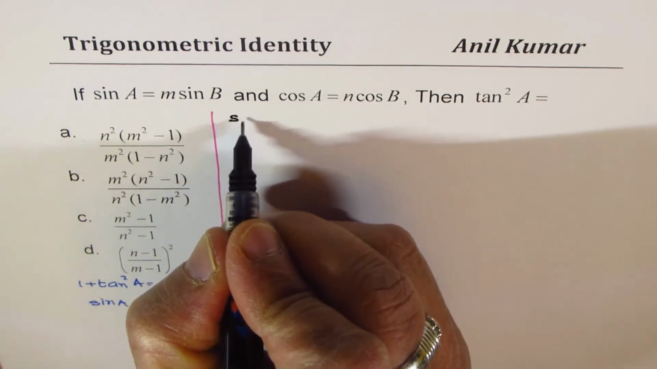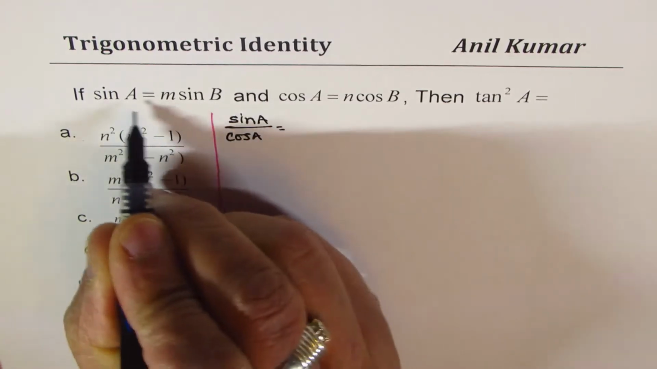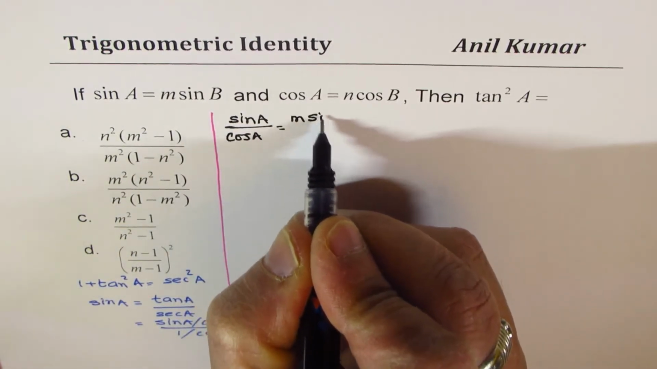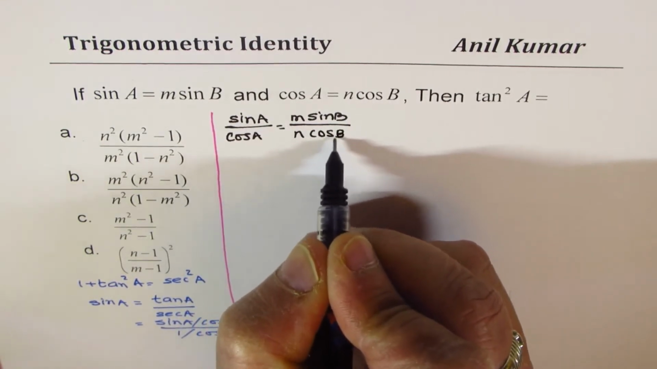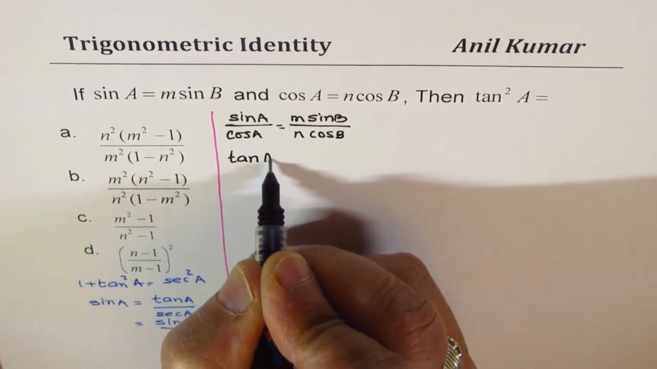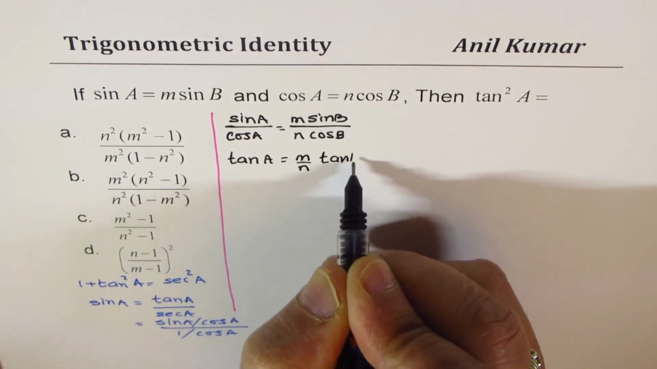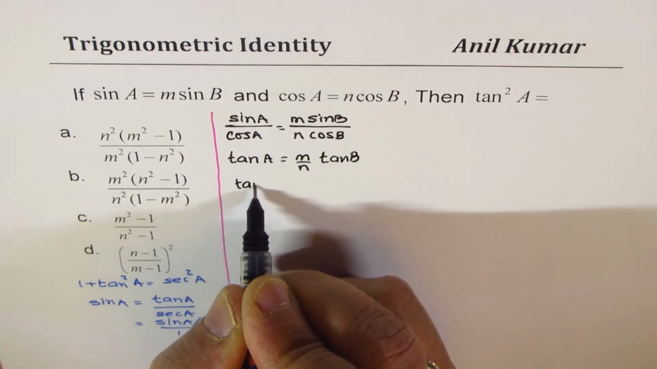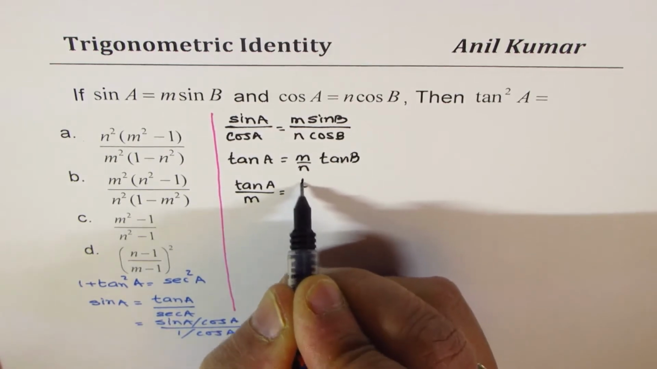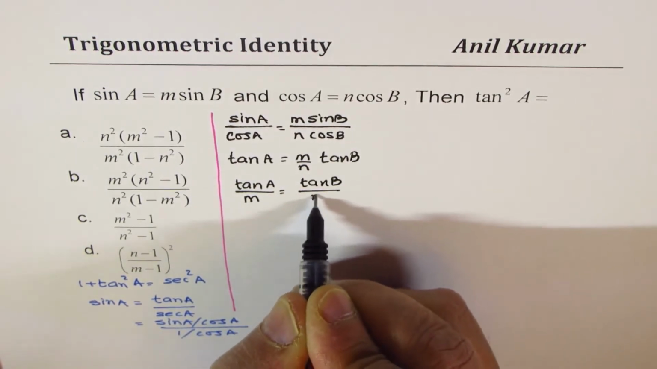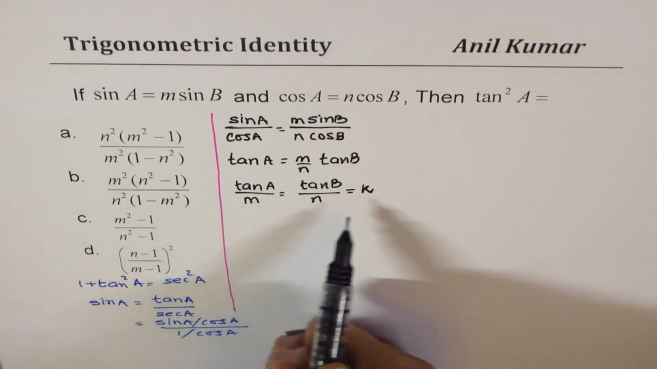So if I divide sine A by cos A, I get tan A, correct? Sine A is m times sine B, and cos A is n times cos B. So that gives you what tan A is in terms of m, n and tan B. We could also write this as tan A over m equals tan B over n, and this is equal to a constant. Now this is a very important concept.